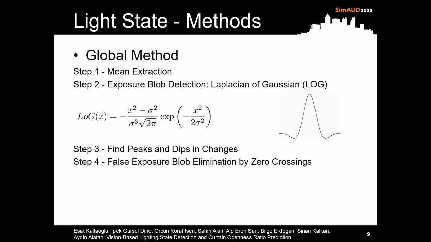Then, the peaks and dips are found and the threshold is applied similar to the local method. Additionally, the exposure blobs should have zero crossings in the first order derivative. Therefore, blobs without zero crossings are eliminated at the final step.